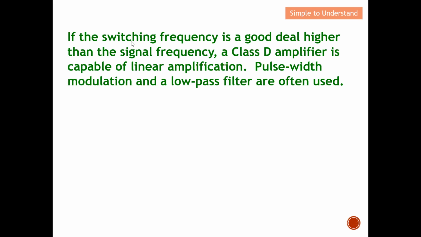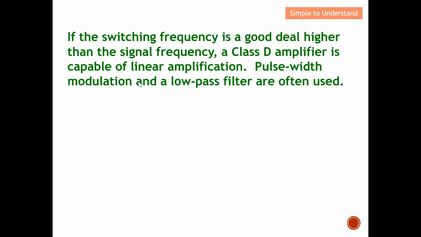If the switching frequency is higher than the signal frequency, a class D amplifier is capable of linear amplification. In order to achieve linear amplification, the switching frequency must be higher than the signal frequency. If not, I will not be able to have the desired effect of a linear amplification.